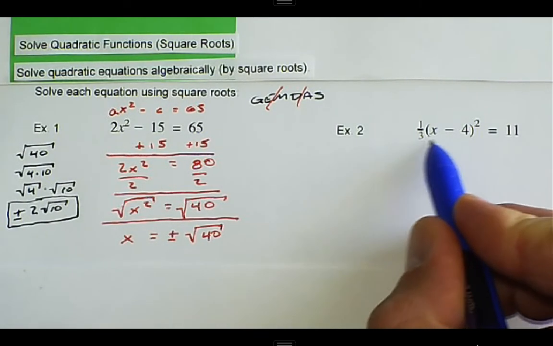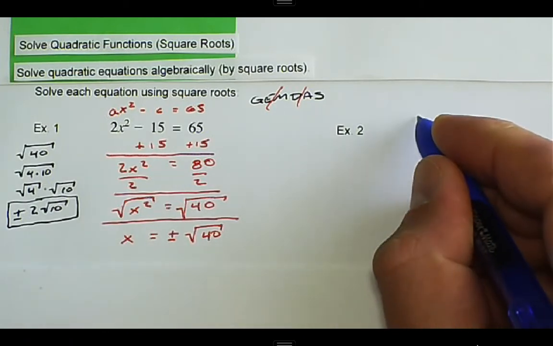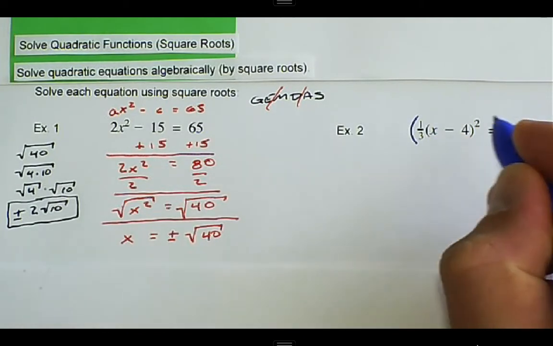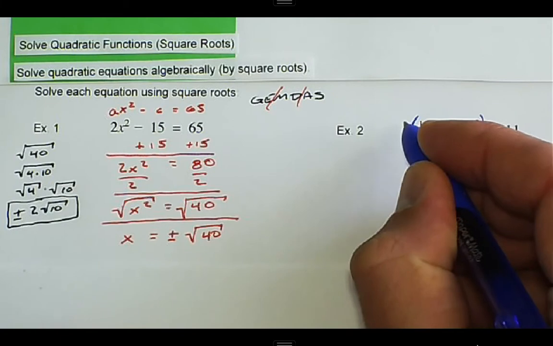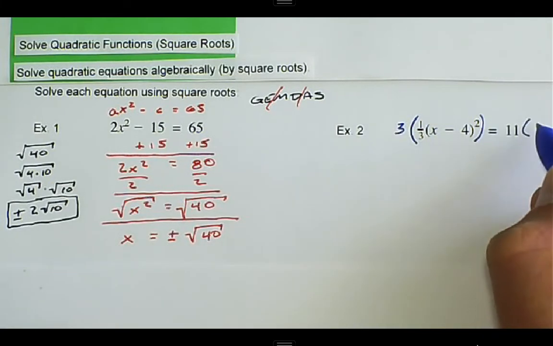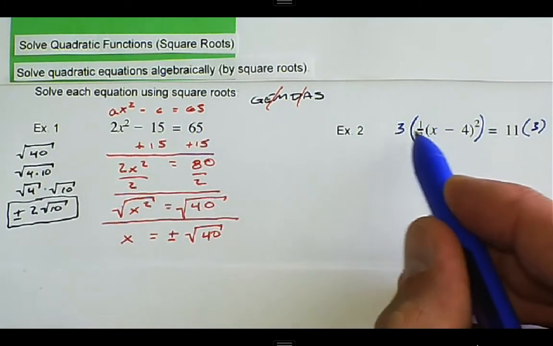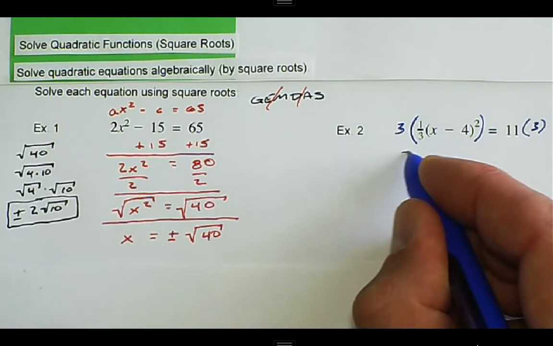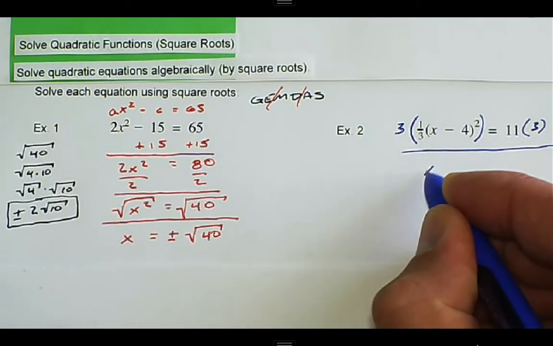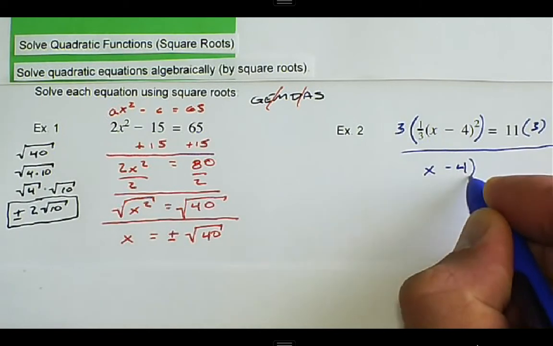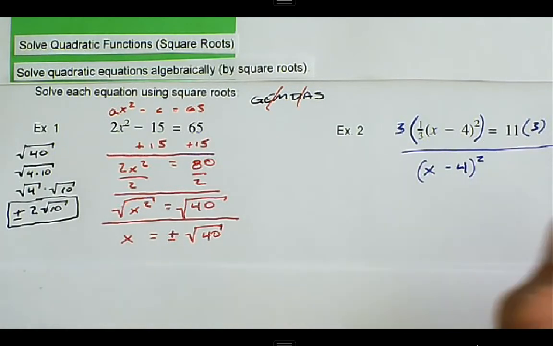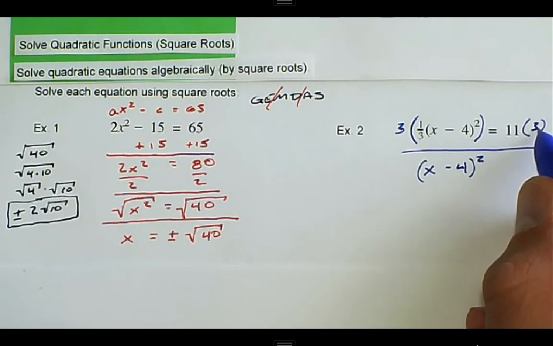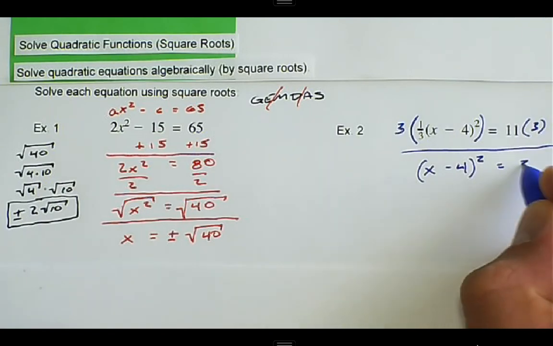So multiplication is the inverse. So we're going to multiply both sides by 3. So 3 times 1/3, that's why we wanted to cancel that. So that cancels. And then we're left with x minus 4 squared. 11 times 3, that's equal to 33.